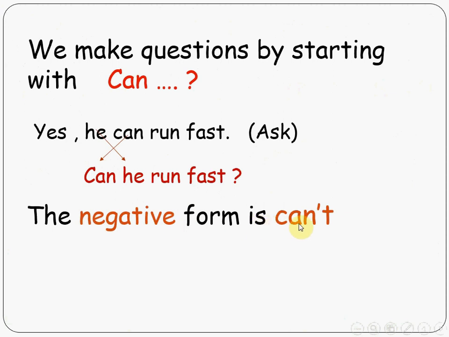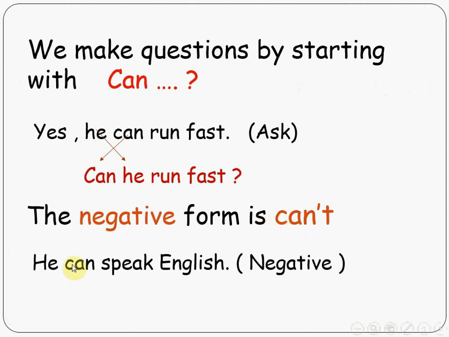The negative form is can't or cannot. He can speak English. Let's turn it into negative. So here, he can't speak English. So again, how can I make a question with can? I should start with the word can. Okay, what about the negative? I can just use can't.